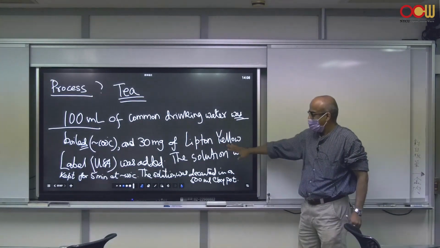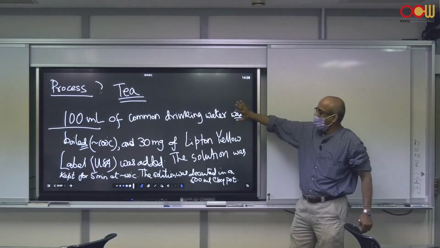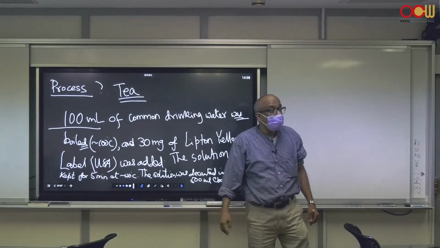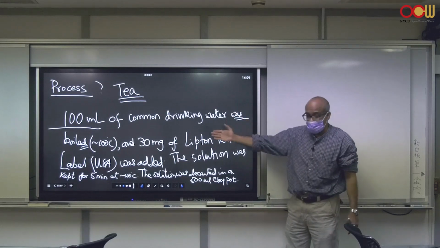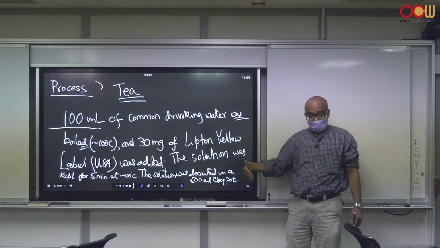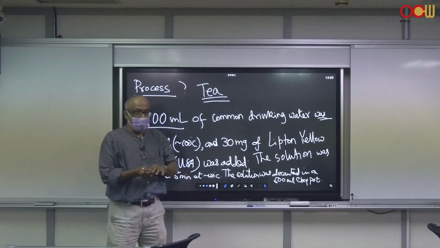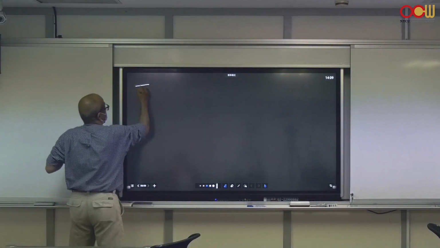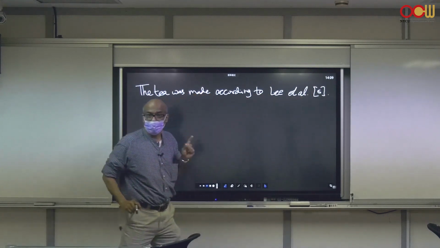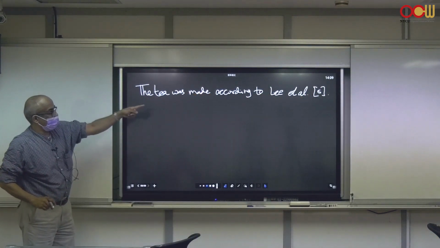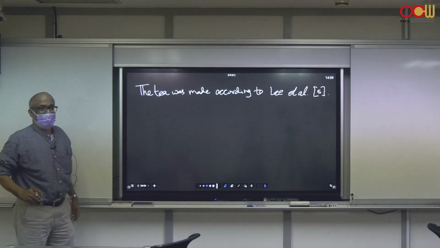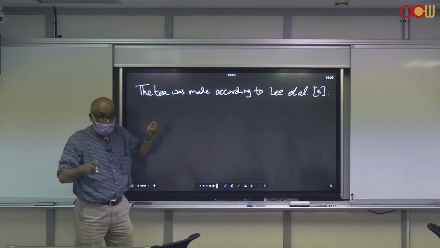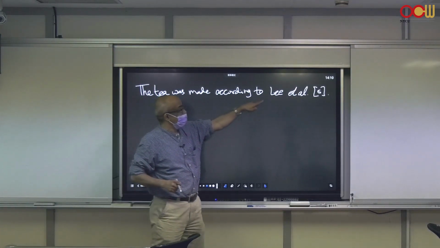Now, this is my experimental, and we are writing, let's say, 5 or 6 sentences. What if you are following it from a paper? Then how do I write it? Do I need to write that much, or do I need to write in another way? So remember, I am doing the same experiment from a paper. Then how do I write it? First line, the tea was made according to Lee et al., let's say reference number 5. The first line is I bring in from where I learned to make the tea.